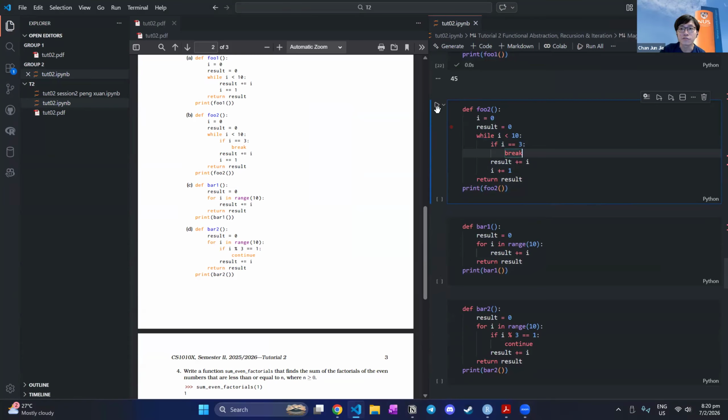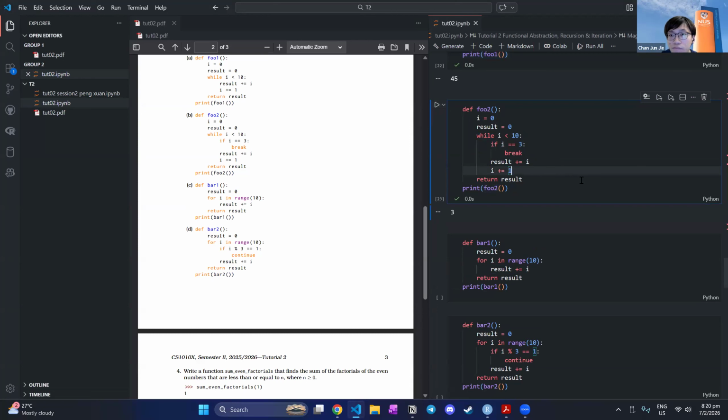All right, for foo 2, Jonas Chen. Yes. Hi. Okay, what is the output to this part? The foo will print 3. Yes.